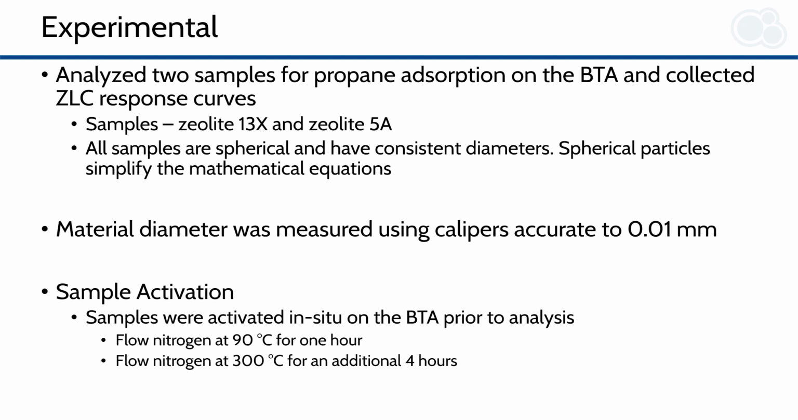For the diameter of the different particles, I assessed them using calipers that are accurate to 1/100th of a millimeter. For the sample activation, I activated samples in situ on the BTA prior to analysis by flowing nitrogen at 90 degrees C for 1 hour, followed by flowing at 300 degrees C for an additional 4 hours.